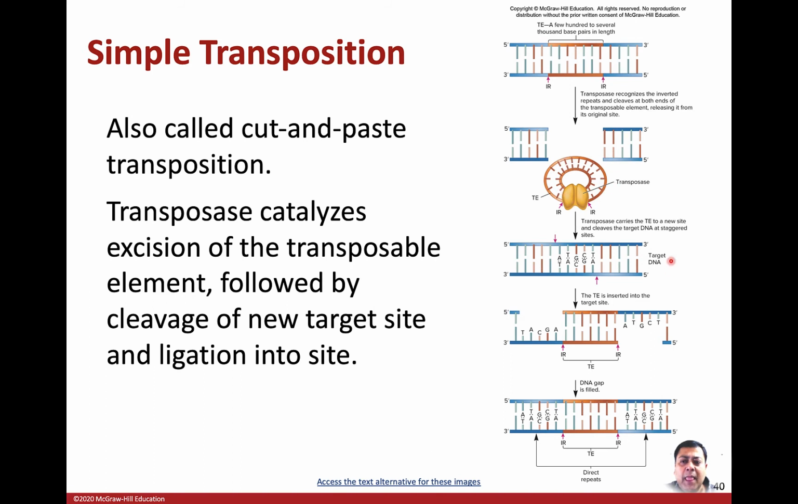Now the transposase carries the transposable element to a new site and cleaves the target DNA at staggered sites. It will make a cut right here and a cut right here, so you will have a staggered end. This portion was not here, so you will have only this portion and this portion. After making that staggered cut, this sequence will be inserted into the staggered cut sequence. That is the most important part.